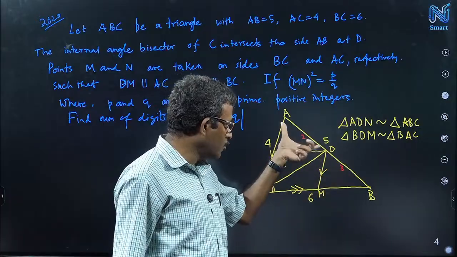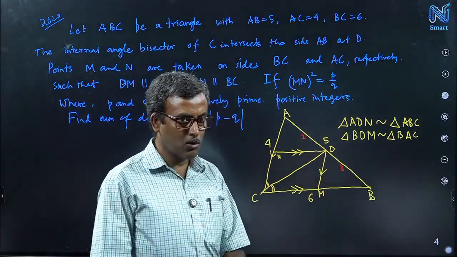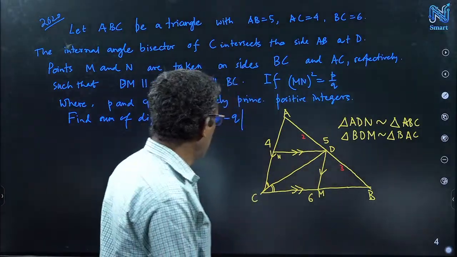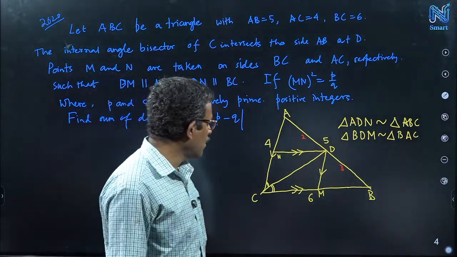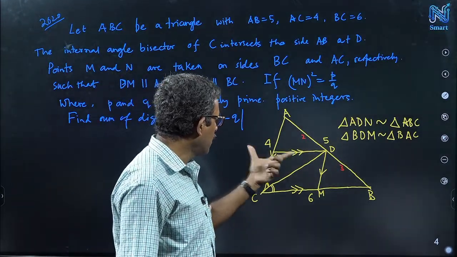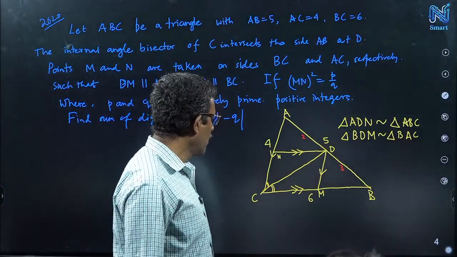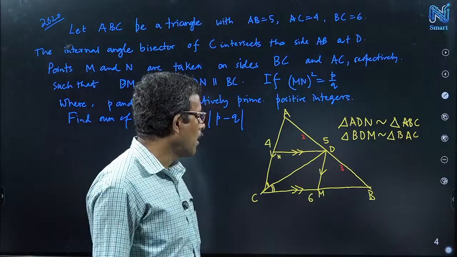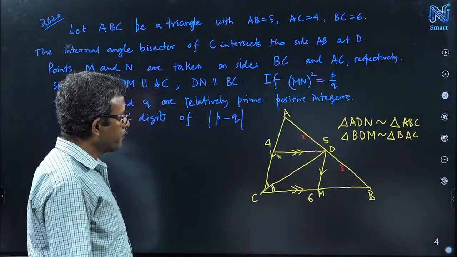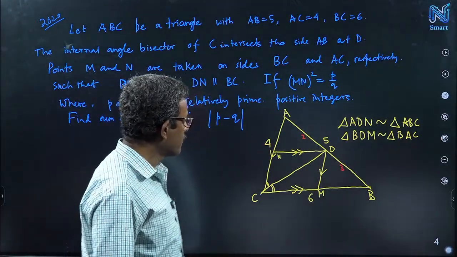So 2 by 2. Actually it is 2 and 3. Since this is 2 and 3, then by similarity, what are the others? What is CM? What is MB? And what is this AN?